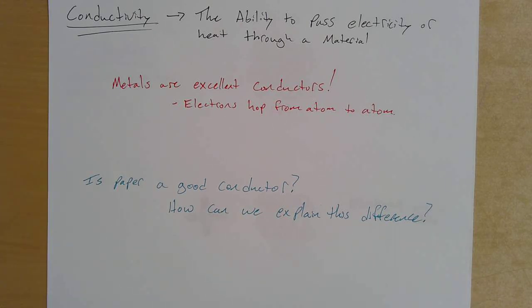And that's what conductivity is. Conductivity is the ability to pass electricity or heat through a material. Metals are really good at this. They're great conductors, so electrons can hop from atom to atom really well. And our question is, is paper a good conductor then? And how can we explain this difference? Let's take a look at it.